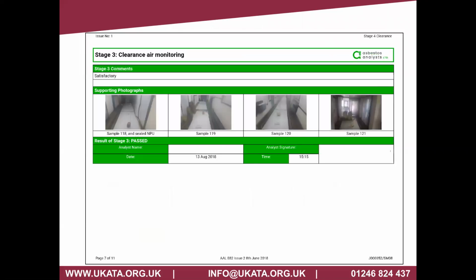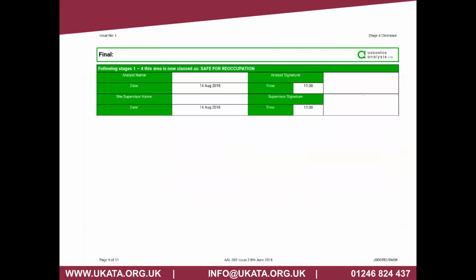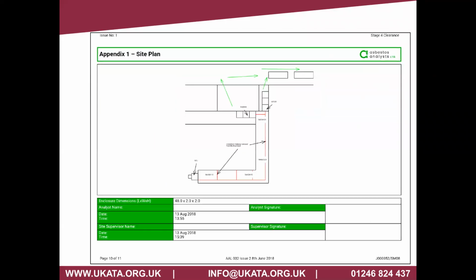The following day, the analyst went back to complete the 4th stage, and you can see there the analyst on stage 3 has taken photographs of the 4 pumps at the strategic locations within the enclosure. Stage 4, the following day at 11:30, highlights that there's no enclosure left, no airlocks, no polythene, the area's been totally cleaned and free of work equipment. That will then be signed off by the analyst, also signed by the supervisor, and that would highlight a drawing which would show all the areas and the position of the pumps for that air test.